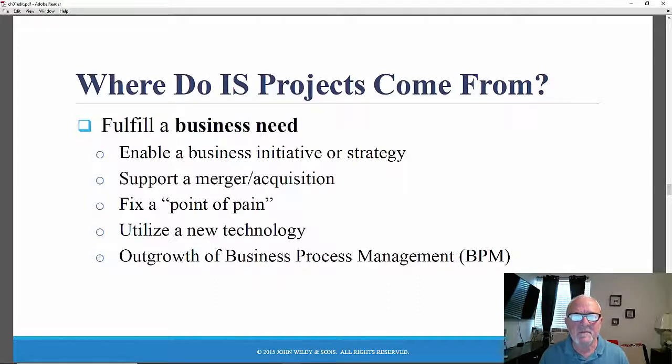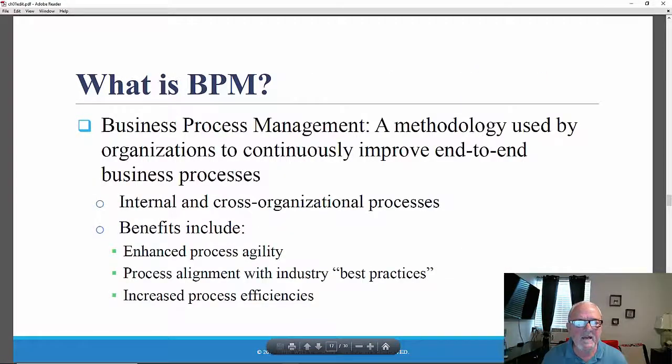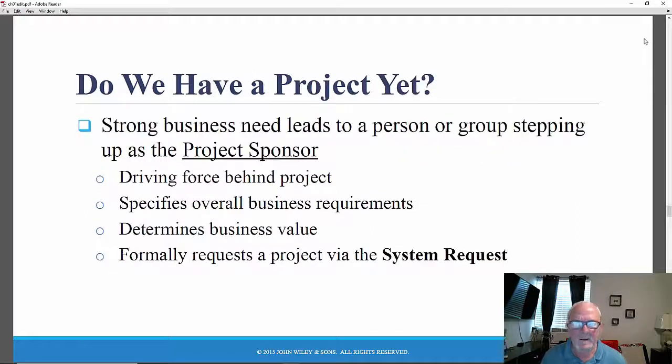By the way, business process management, or BPM, is sometimes described as a methodology used by organizations to continuously improve end-to-end business processes. And that's exactly what it says on this slide. These may involve internal and cross-organizational processes. Some of the benefits to the organization might include enhanced processability, process alignment with industry best practices, or increased process efficiencies.